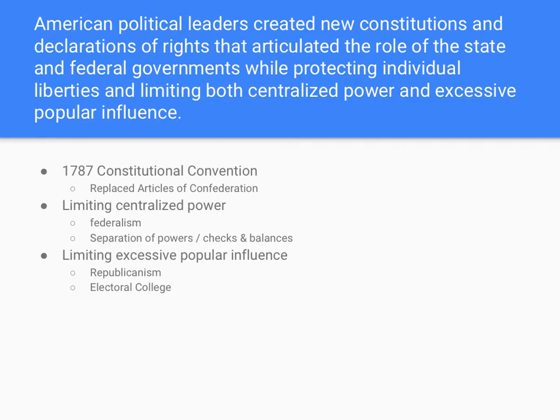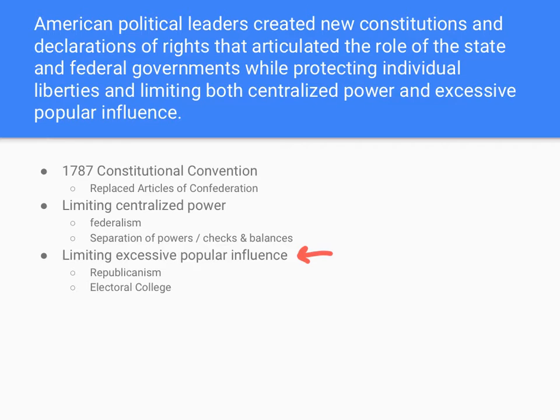In addition to limiting the central power, the Constitution of the United States also attempted to limit popular influence. Remember that popular refers to the people, and so what they were trying to do is essentially make sure that people didn't have too much power because they wanted to avoid mob rule. They wanted to avoid making politics into a popularity contest, and so they were afraid that if they gave people all of the power, the people wouldn't be able to use it wisely.